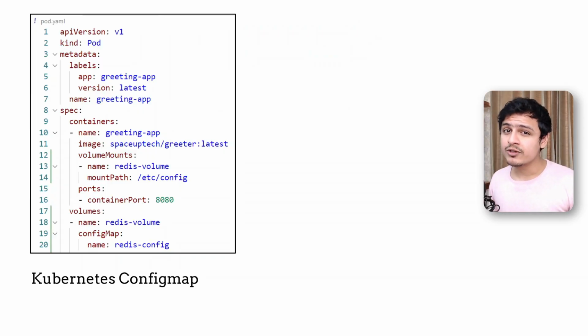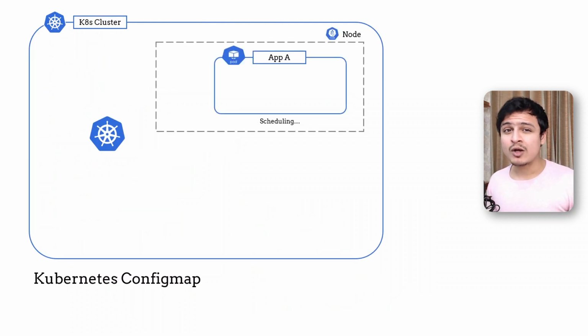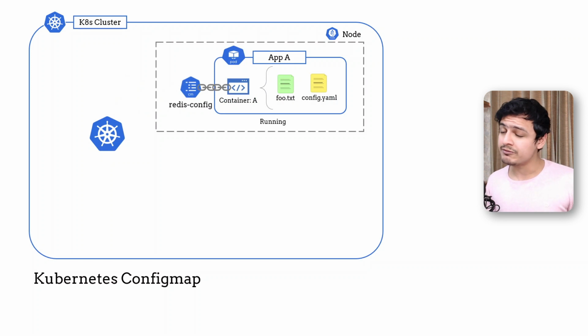ConfigMaps can be used to configure files as well. Let's say we wanted to mount our two variables as two separate files. First, we'll have to create a volume on the pod level. We then mount the volume in our container at the path we are interested in. This will go ahead and mount all the keys present in our ConfigMap as separate files at the specified location. Note, Kubernetes will use the keys as file names.